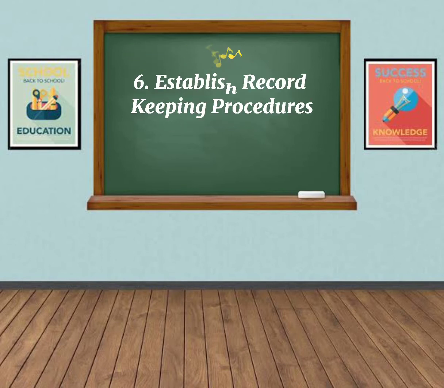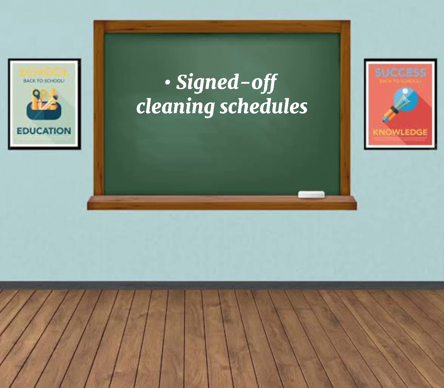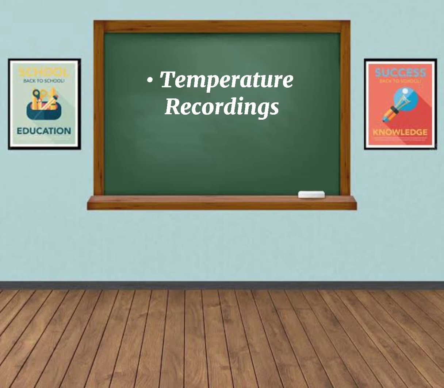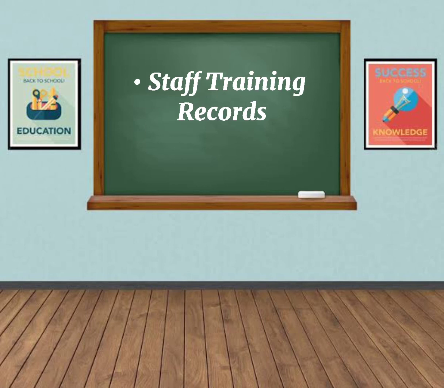Number 6, establish record-keeping procedures. Record keeping is essential to the effective operation of your food safety plan and must include an up-to-date hazard analysis and details of any corrective actions that have been taken in your food business. There are many day-to-day records associated with your food safety plan. For example, delivery checklists, signed-off cleaning schedules, temperature recordings, pest inspection results, and staff training records.